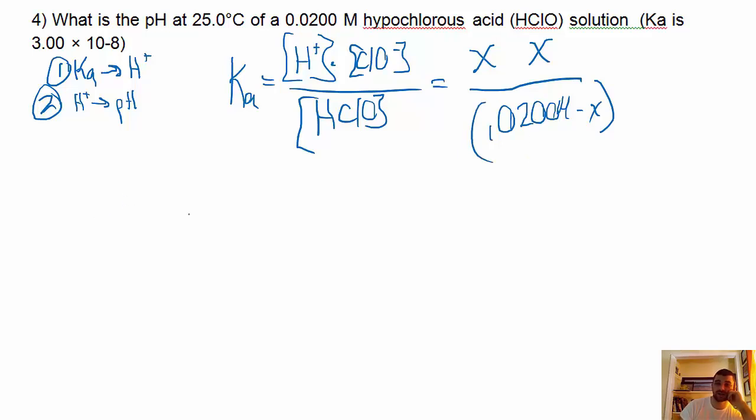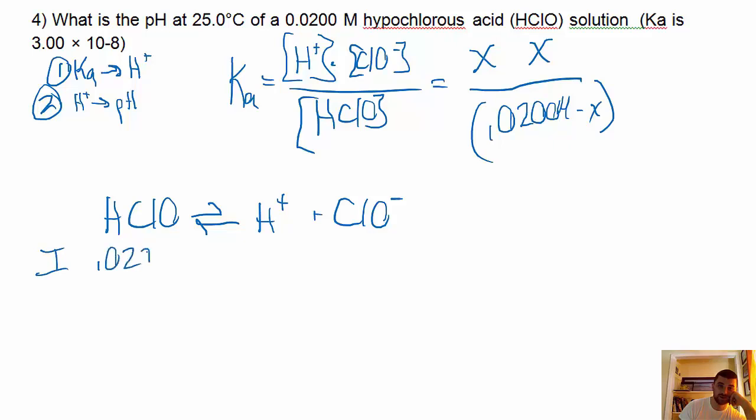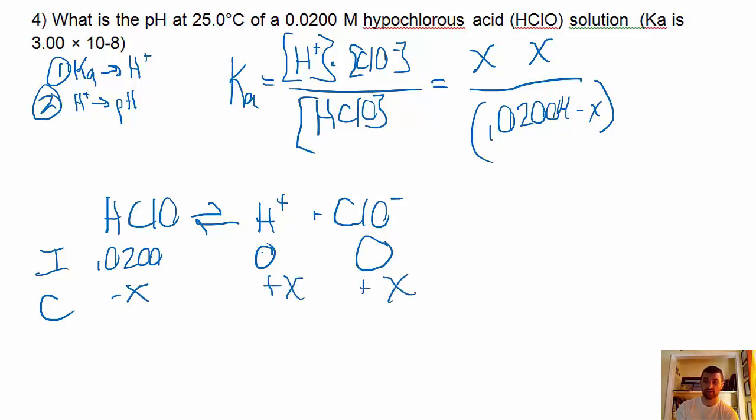Well, I could set up an ICE box, which I'll do. So I started with HClO, and it broke apart to become H plus and ClO minus. Initially I started with 0.0200 molar HClO. I had no H plus, and I had no ClO minus. Then the change. Well, I don't know how much it is, so I'm going to call it X. I used up X amount. I made X amount of H plus, and I made X amount of ClO minus. So at equilibrium, I'm going to have 0.0200 minus X, plus X, and plus X. So that's how I got those numbers up here.